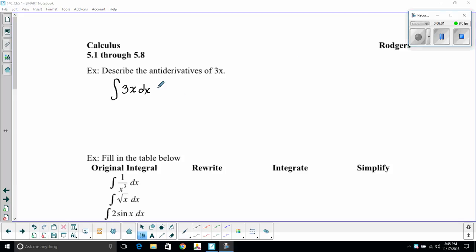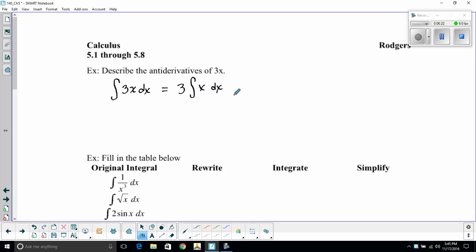All right, so what this means is just what is the antiderivative of 3x? Well, constants don't actually change anything. Just like in derivatives, constants don't change anything. In antiderivatives, they don't change anything. They just are a constant multiplier. So I could write this as 3 and then the antiderivative of x dx.